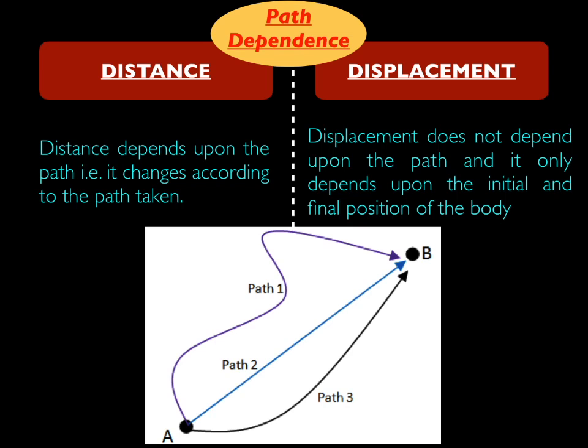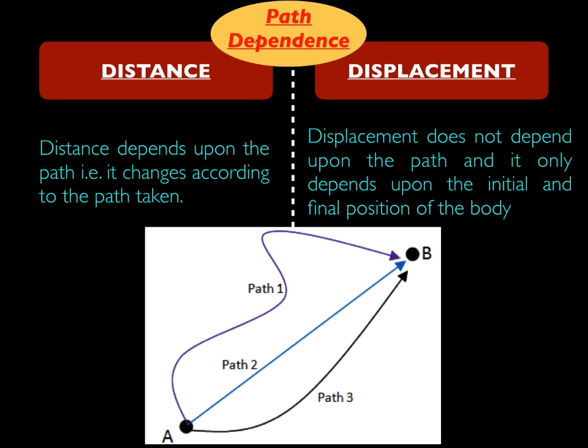The last difference is according to the path. The distance depends upon the path, that is, it changes according to the path taken. Whereas displacement does not depend upon the path and it only depends upon the initial and the final position of the body. So you can see in the image, the initial position is A, whereas the final position is B.